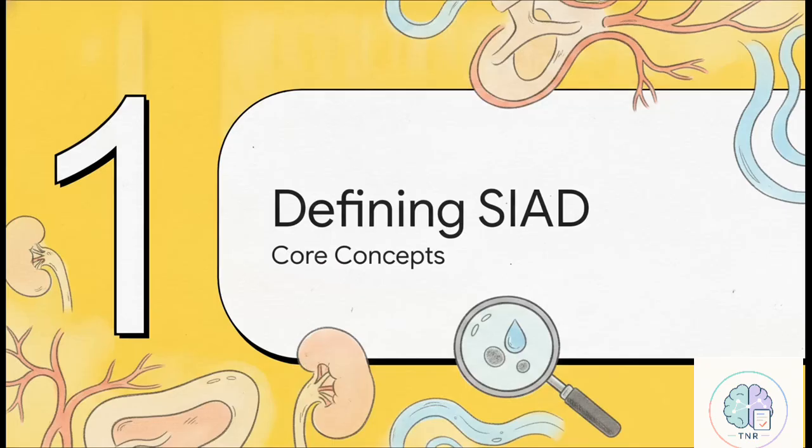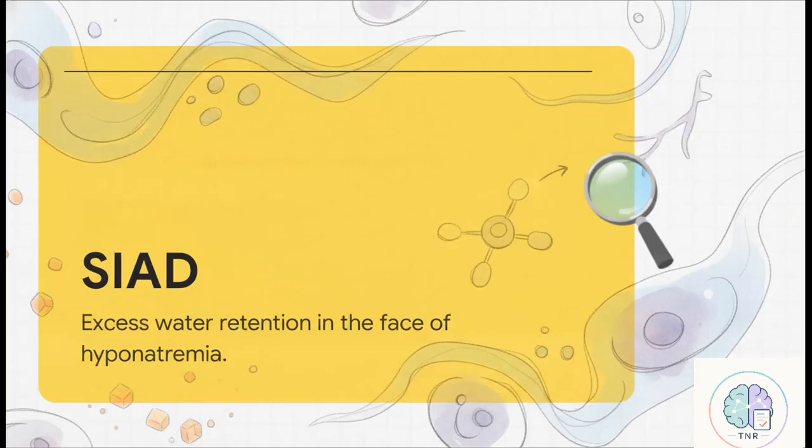Section 1. Defining SIAD. Now, the really crucial thing to grasp right off the bat is that SIAD is actually an umbrella term. You've probably heard of SIADH a million times, right? With the H standing for hormone secretion. But SIAD is broader. It captures both excess ADH secretion and those tricky situations where the body just reacts way too strongly to normal levels of the hormone or where drugs are mimicking that effect. At its core, it fundamentally means the body is inappropriately holding on to free water. And what does that do? It dilutes the sodium in your blood, which leads straight to hyponatremia.